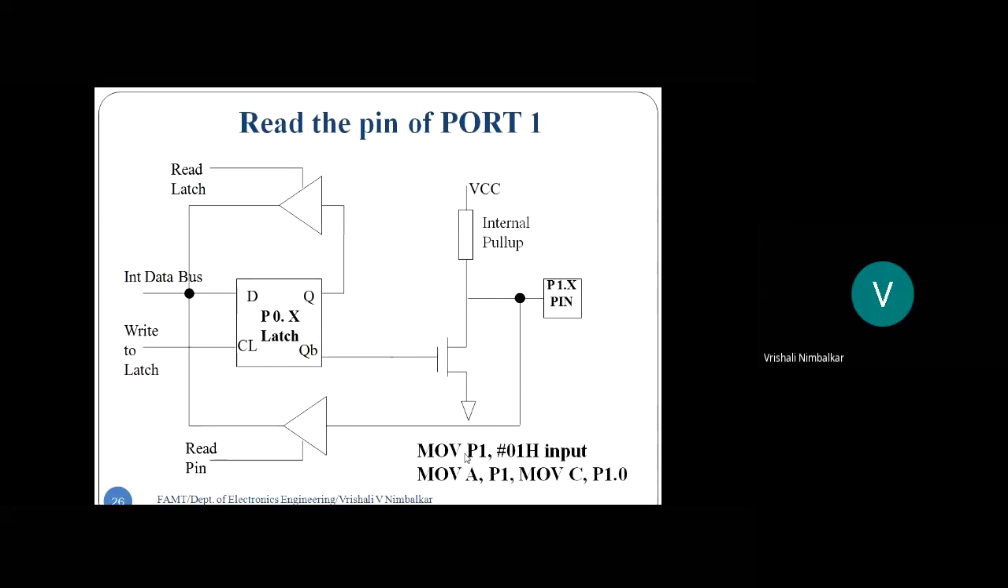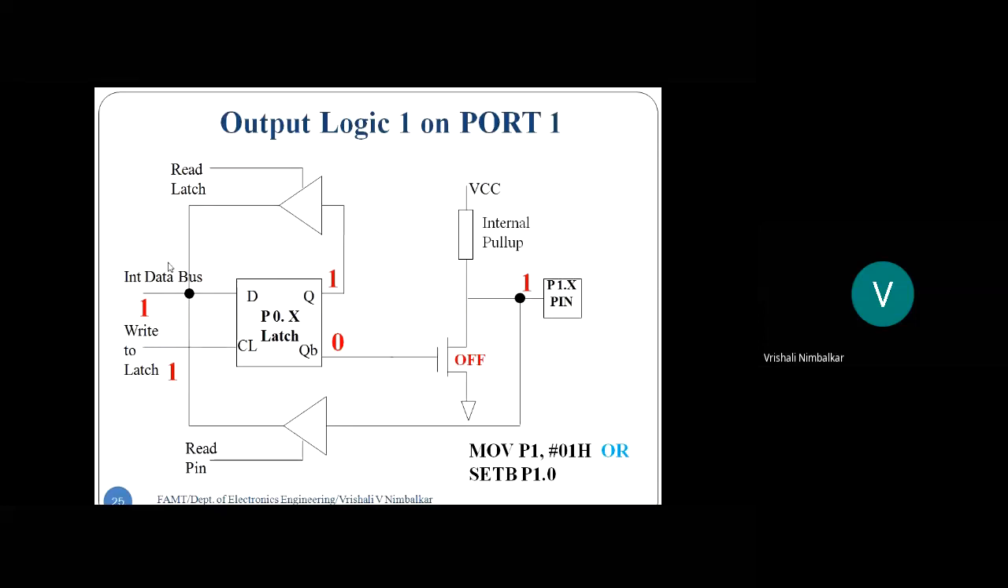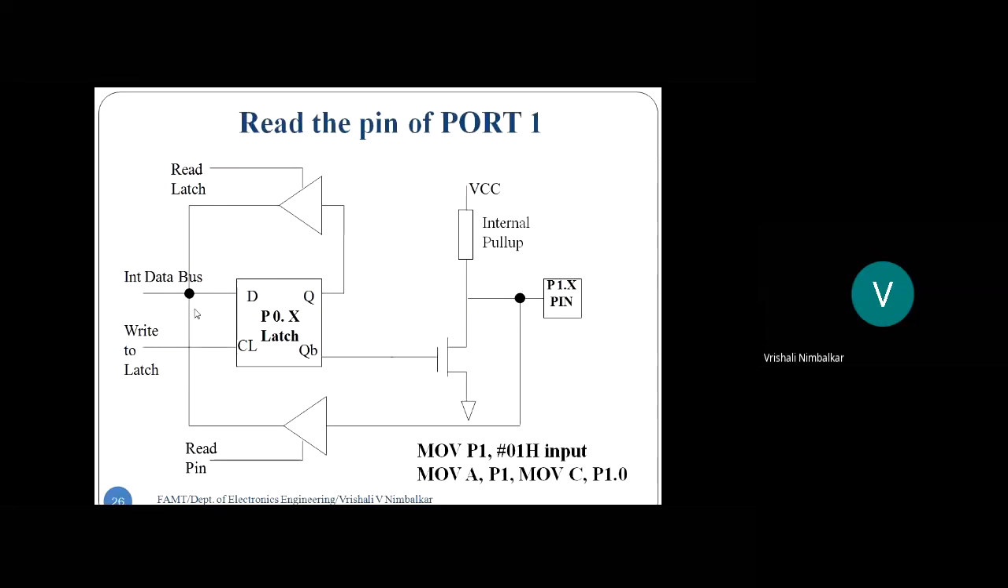Okay, so the first instruction does MOV P1, #01 hex. I'm assuming this is P1.0. So what am I doing here? Sending logic 1 on the lowest pin, P1.0. Why? So that it should function as an input. So when the first instruction gets executed, we are sending logic 1. So what is happening?